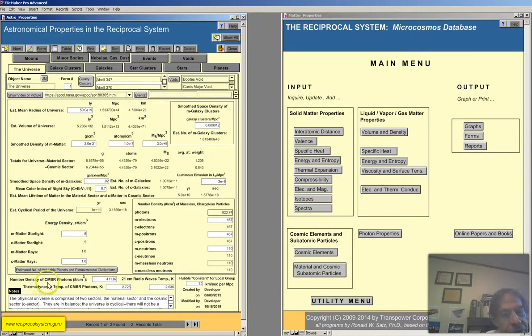Now the number density of the cosmic microwave background radiation photons, again, number per cubic centimeter, is 411.87. The 21 centimeter radio wave's temperature is 2.636. I say your interstellar hydrogen is heated by CMBR photons and matter starlight, and equilibrium is reached at 2.636 Kelvin. And so the thermodynamic temperature of CMBR photons in Kelvin is 2.725. The Hubble constant for the local group is set to 72, that's what we calculated. It's not a constant for the universe. Each galaxy cluster has its own value.